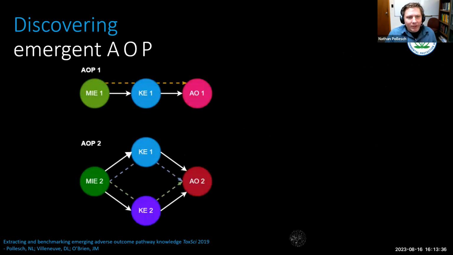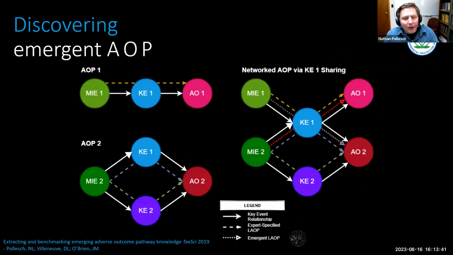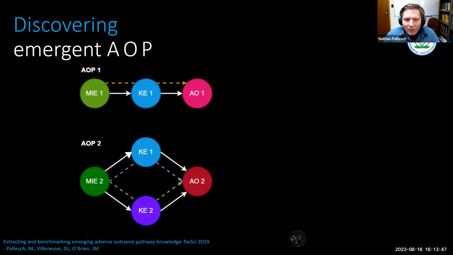Right. So now let's talk about emergent AOPs for a second. Essentially, for anybody who may not be familiar with this, if you've got two AOPs and they share a key event, there's a potential for an emergent AOP to exist. And when I talk about emergent AOPs, these are all linear paths.